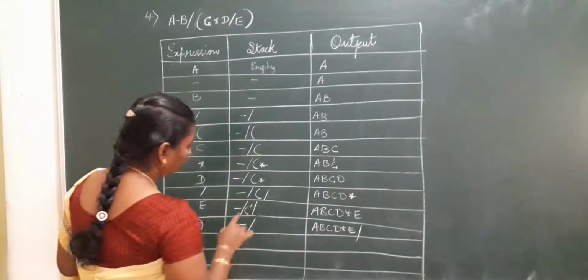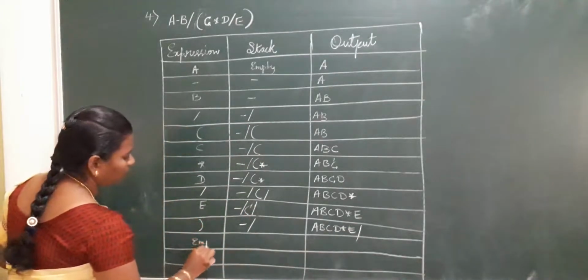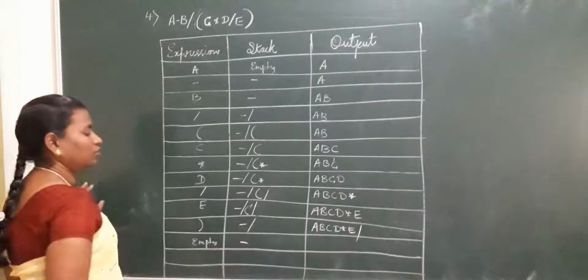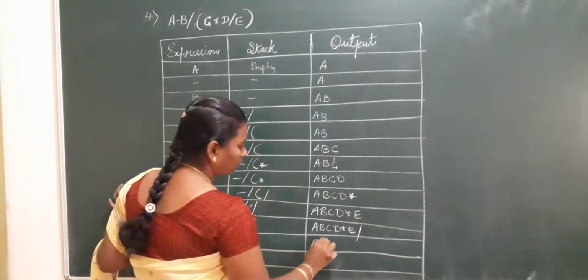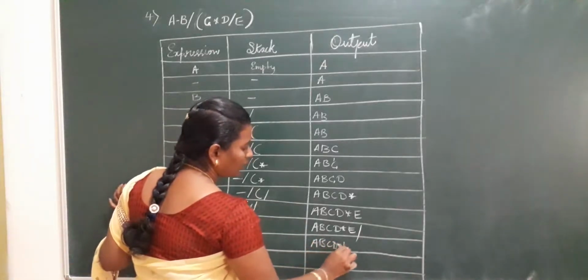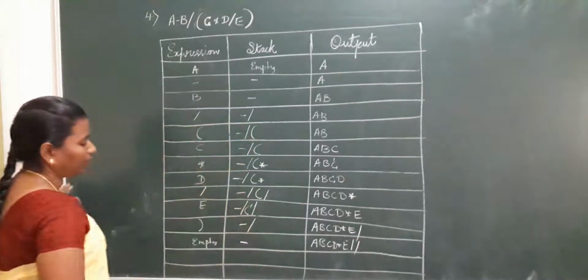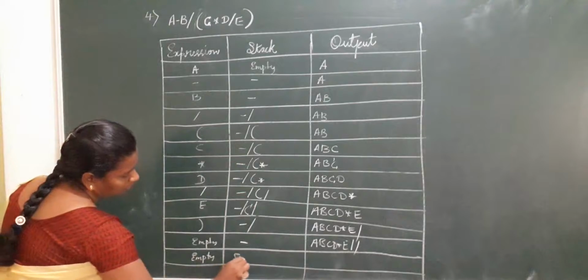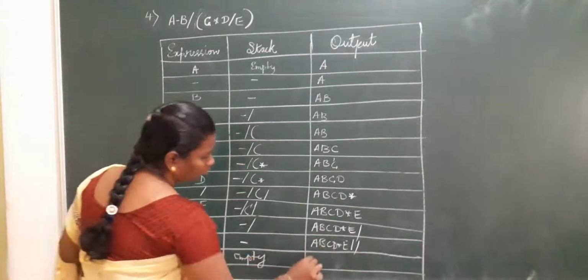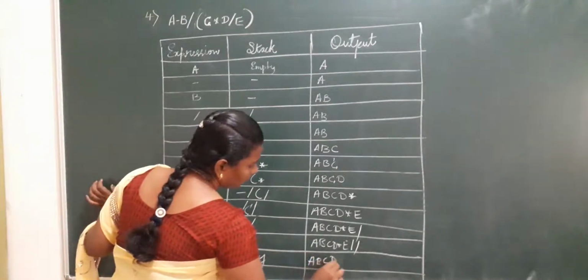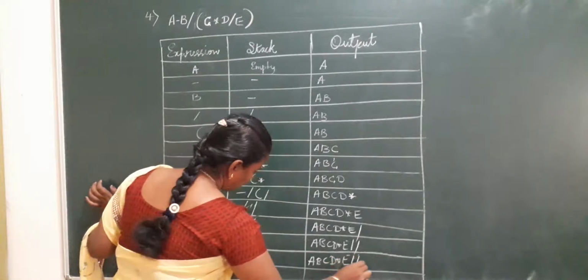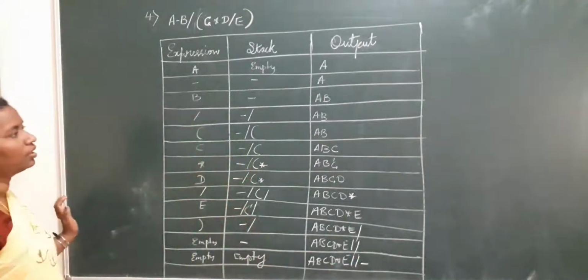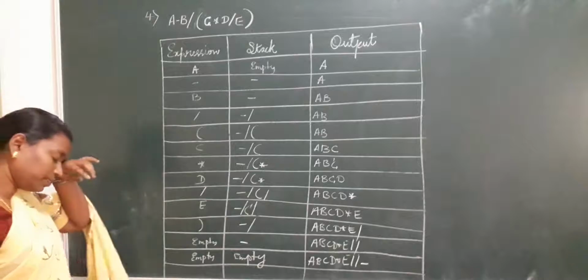Okay. Next, this will be empty. So I just put this out. A B C D star E slash slash it will be. So again it will be empty. Here this will be empty. Again minus will be popped out to your output. A B C D star E double slash, then we have minus. Okay. So this is your output.